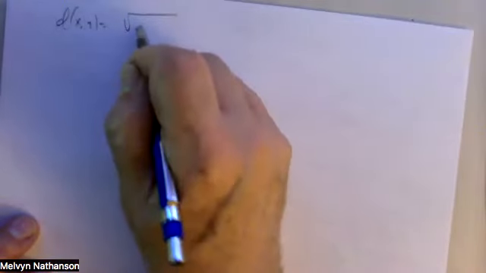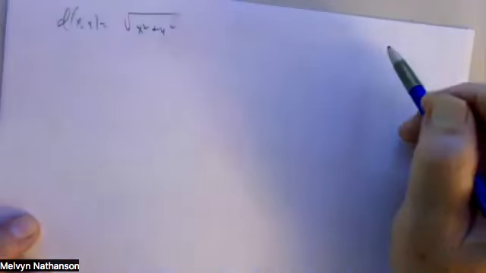So I get that phi of xy is the square root of x squared plus y squared. Let's check. What is the gradient of phi?